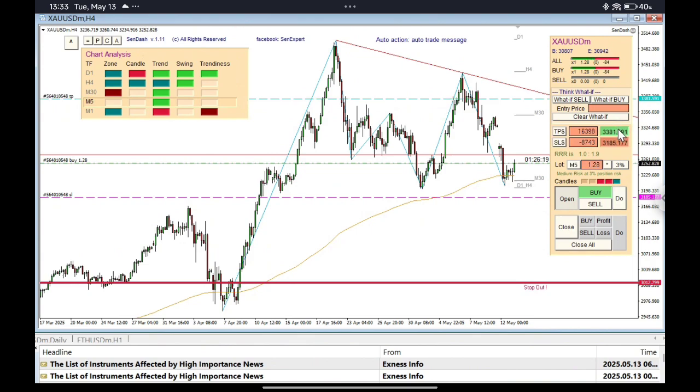So I just click here, and SenDash will wait for the price to come to here and close all the positions in the port. For XAUUSD too, it will not take action on positions of other products. Okay, so I think that is it.